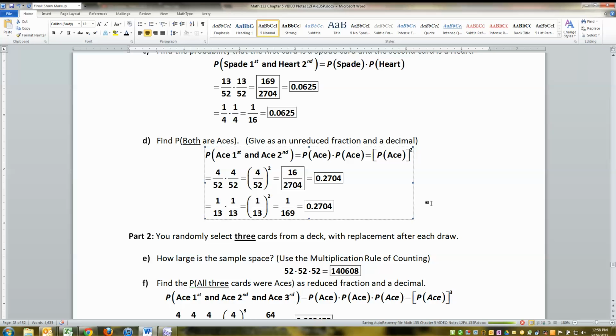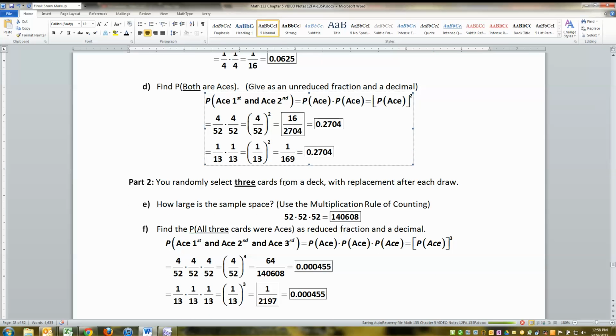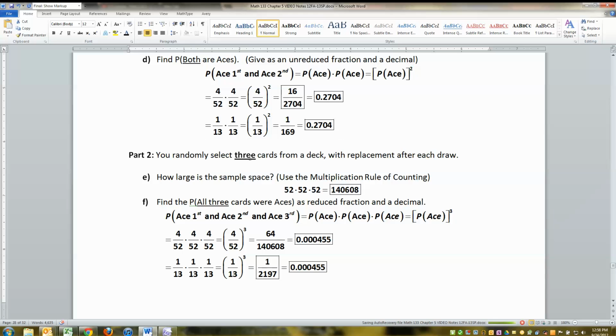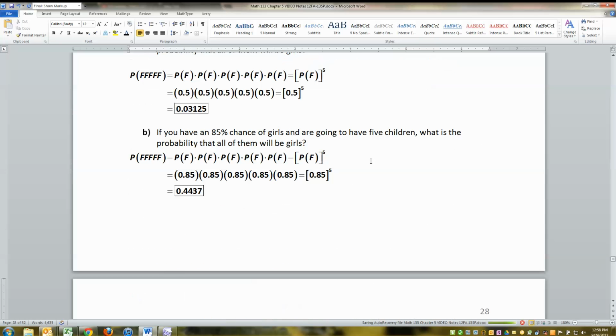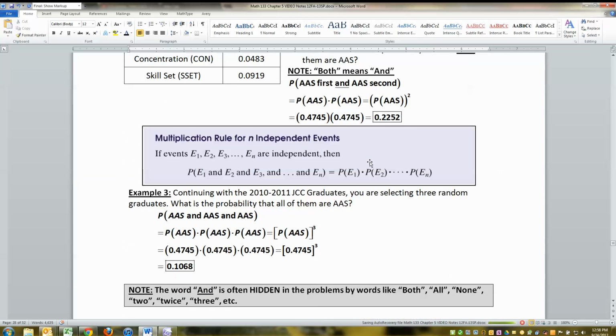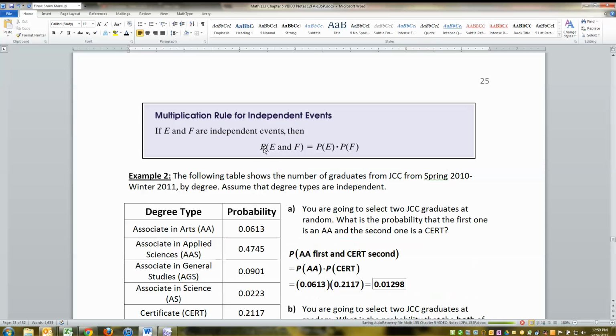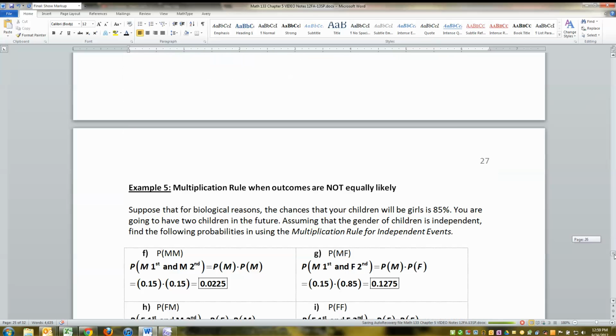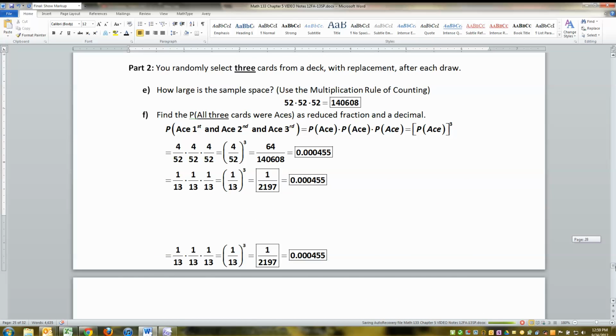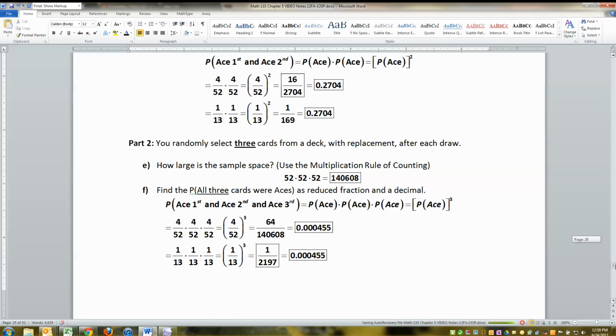All right, the great thing about this concept is that we can expand it to even more cards. So what if I was taking 3 cards from a deck with replacement? Again, we're not working without replacement in section 5.3 because it's more complicated. Remember, our multiplication rule that we have right now is only for independent events. In order to ensure independence, we have to have that replacement piece. If we don't have the replacement piece, we're working with the general multiplication rule, not the one for independent events.